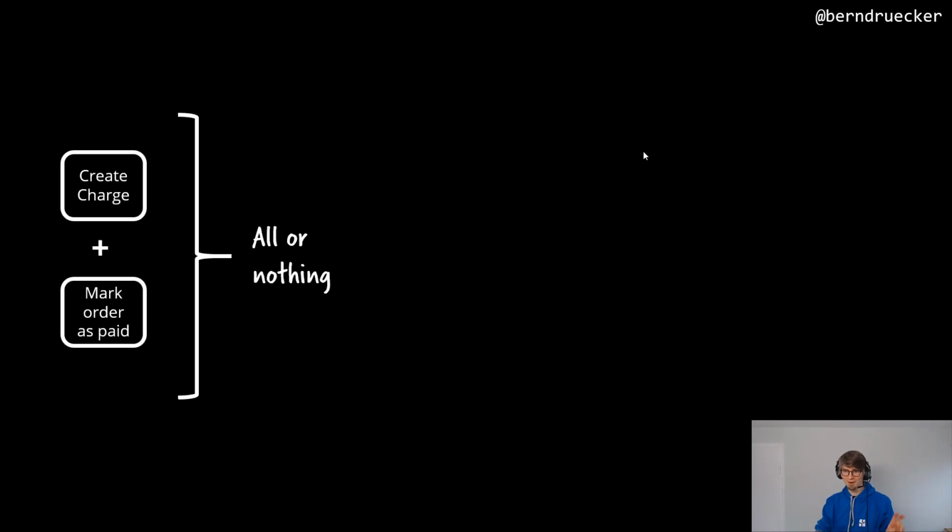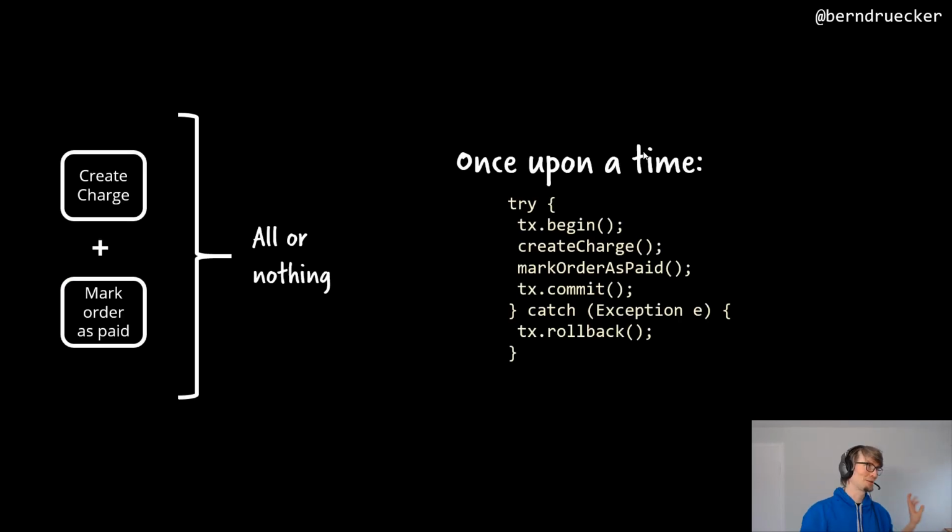Once upon a time, in the good old monolith days, you could simply use a transaction manager to do that. So if you have everything in one database, for example, you can easily say, hey, I want to have this transaction begin here. I create the charge, I mark the order as paid, and then I commit. If there's something weird, I roll back the whole transaction. Right? That's what databases can do for you. This transaction is basically an ACID transaction. So it has ACID properties.